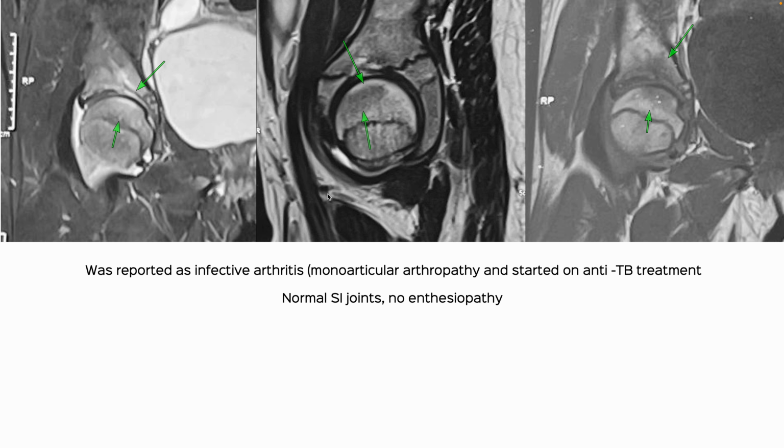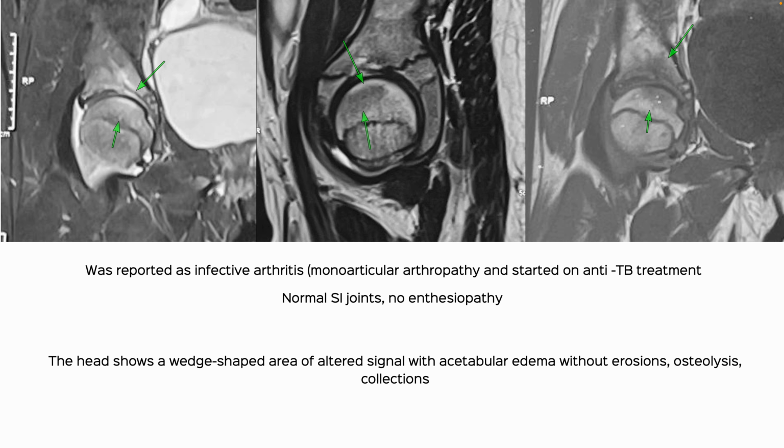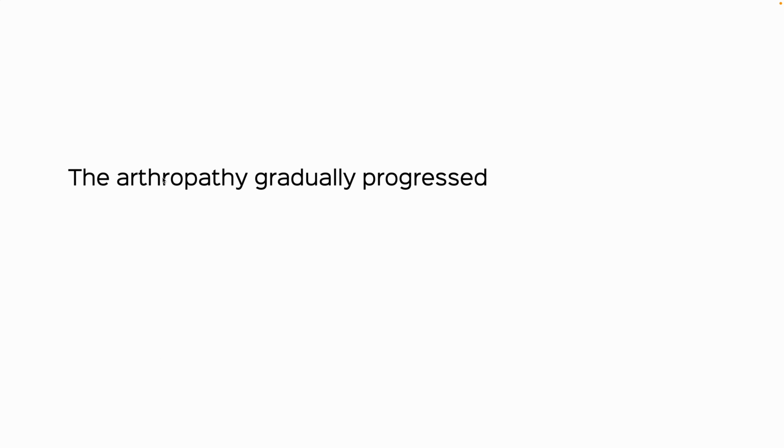An MRI was done, reported as an infective arthritis, but there are these wedge-shaped areas of altered signal in the femoral head, not very well seen on the STIR, and some corresponding marrow edema in the acetabulum. No erosions, no osteolysis, mild effusion, everything else normal, no enthesiopathy. So that's the wedge-shaped area, which really is the clue to the diagnosis.